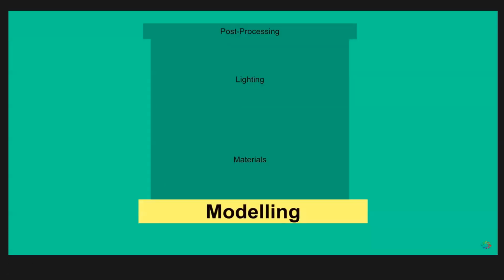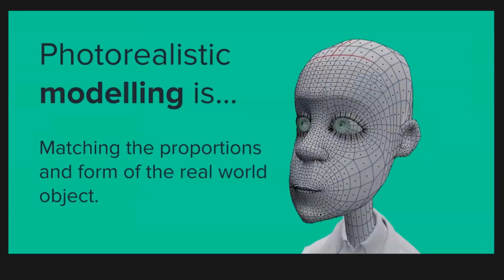So let's start with modeling. Modeling is the foundation. If you do not do it right, it's gonna make everything that you make after it pretty much useless, because the building, it all depends on the base, the modeling. So we're going to start with the definition. Photorealistic modeling is matching the proportions and form of the real world object.